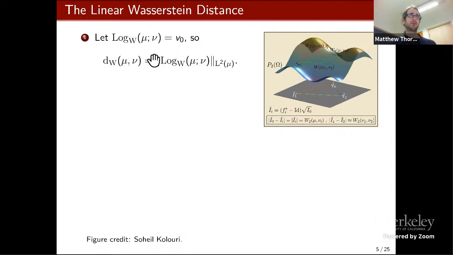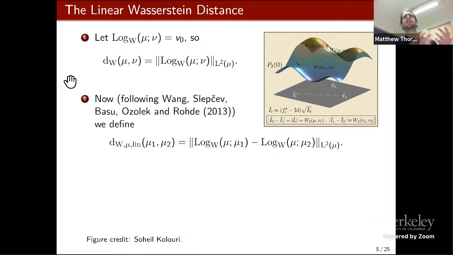Okay, so from the previous slide, this means we can write the Wasserstein distance as just being the L2 norm of the logarithmic map. This was exploited by Diane and some of his collaborators, and they defined the linear Wasserstein distance as just being the L2 norm between the logarithmic maps. So what they do is they fix a reference point mu, and then they define the linear Wasserstein distance between mu1 and mu2 as just being the logarithmic map at the point mu of mu1 minus the logarithmic map of mu2 at the point mu, in the L2 norm.